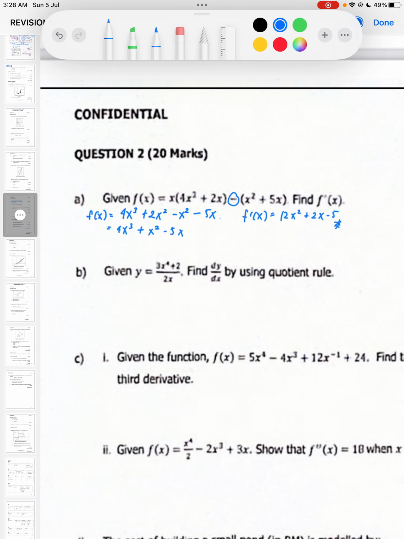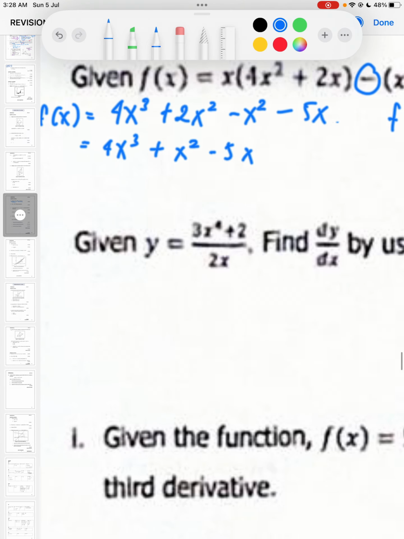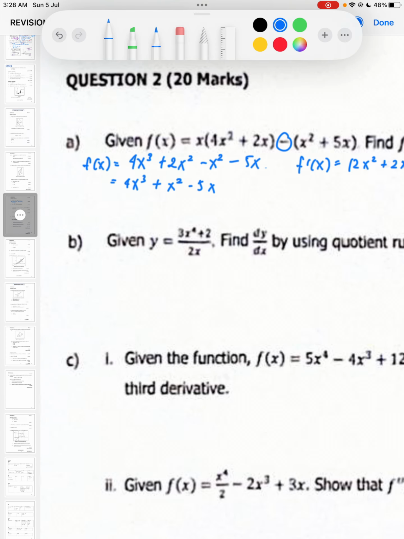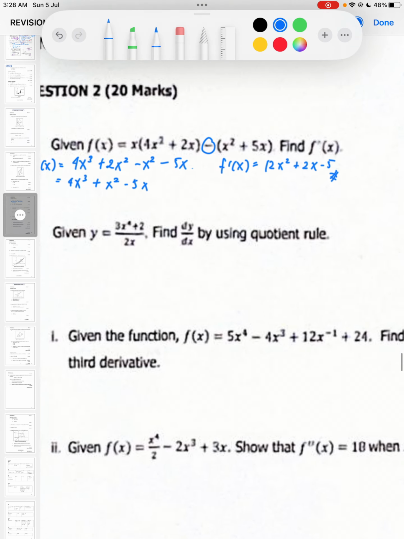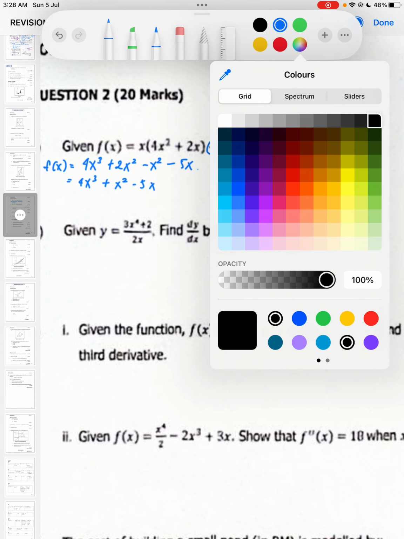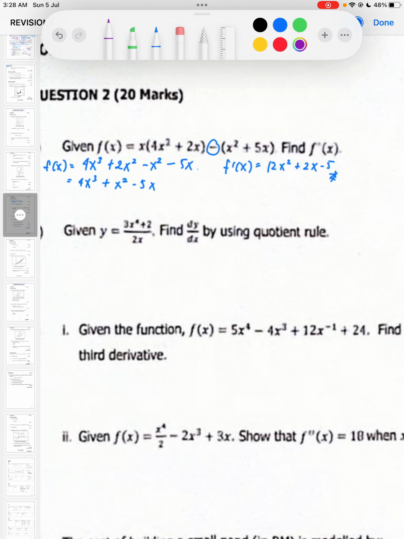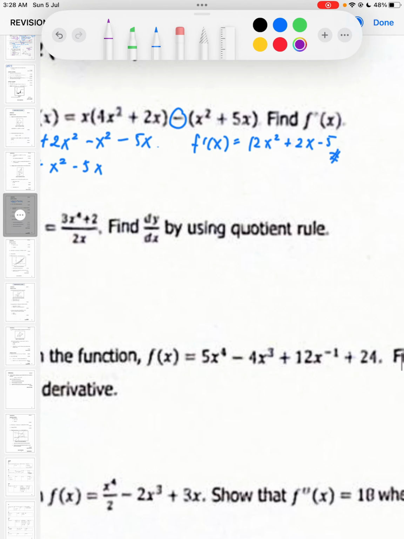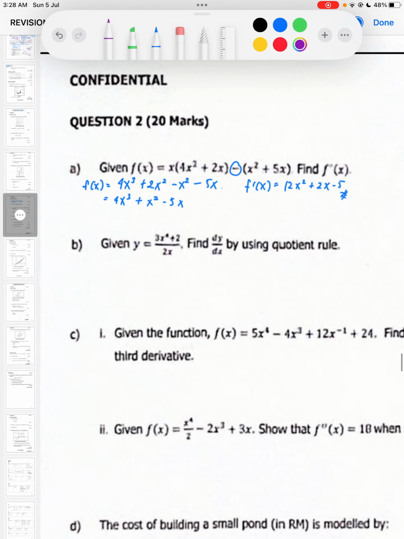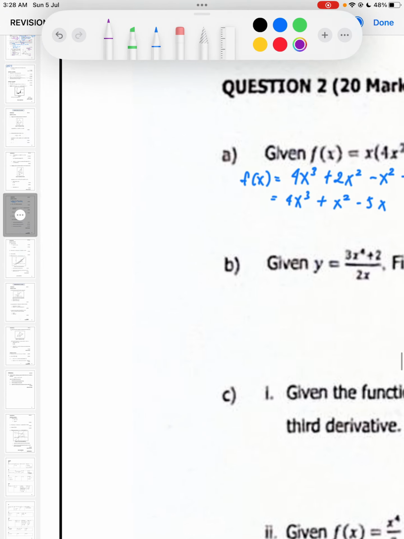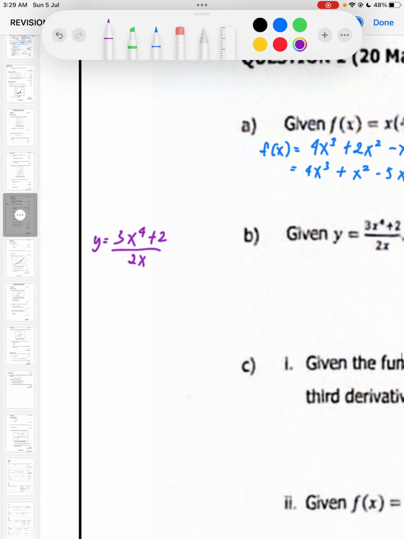Okay, next, given y equals (3x to the power of 4 plus 2) over 2x, find dy/dx using the quotient rule. Okay, so what is the quotient rule? The quotient rule is used when you have a fraction. So basically we're going to let u equal whatever and then let v equal whatever. So we have the equation y equals 3x to the power of 4 plus 2 over 2x.